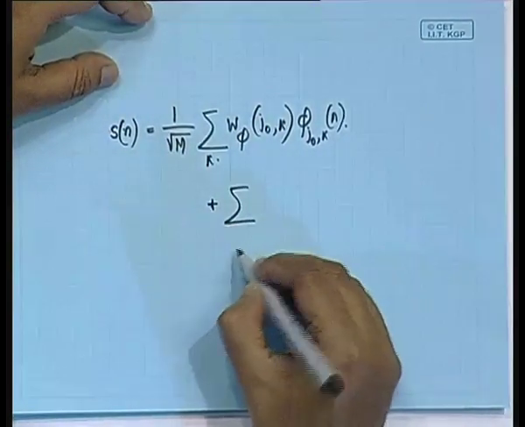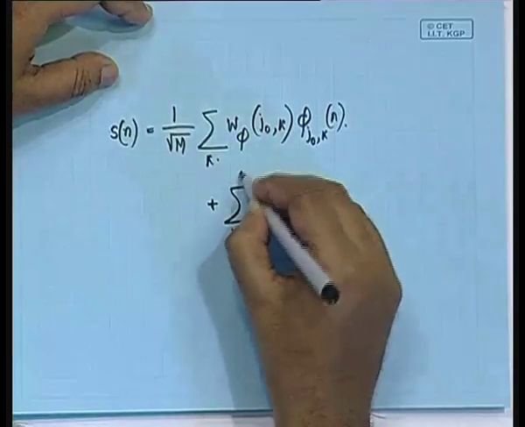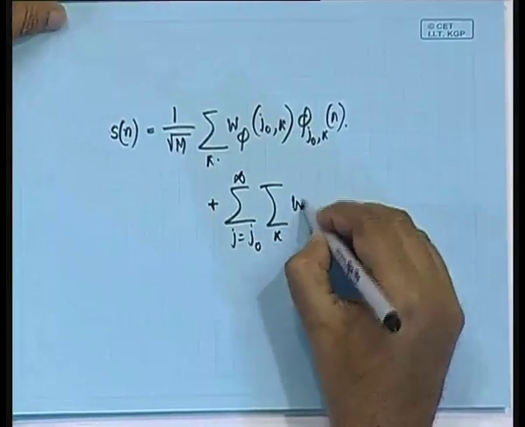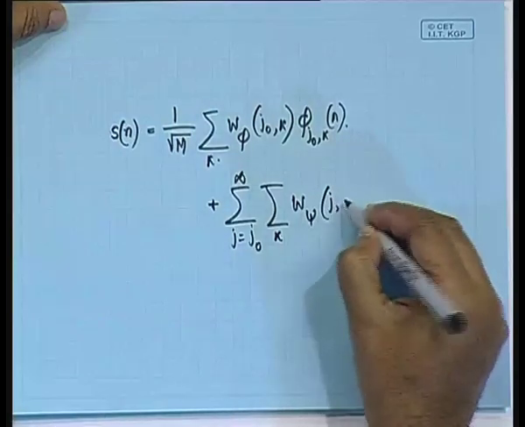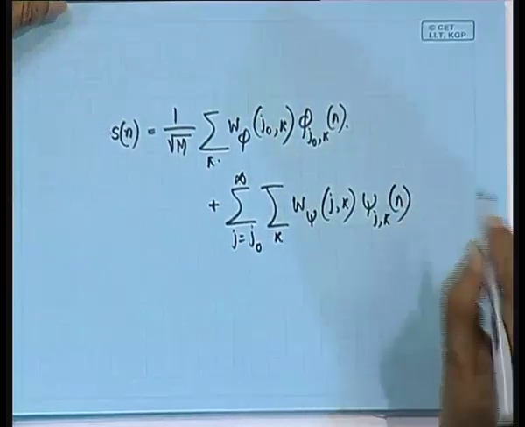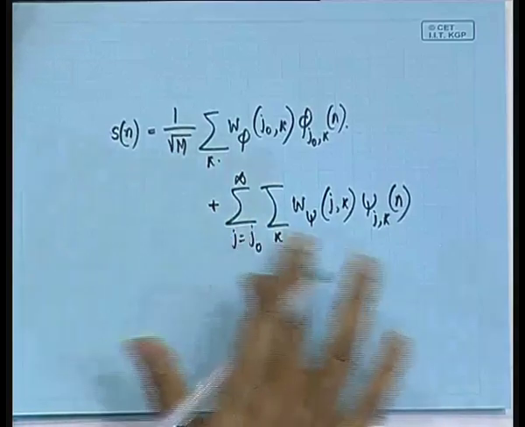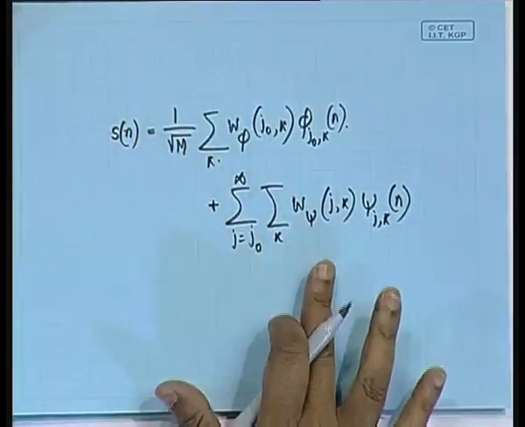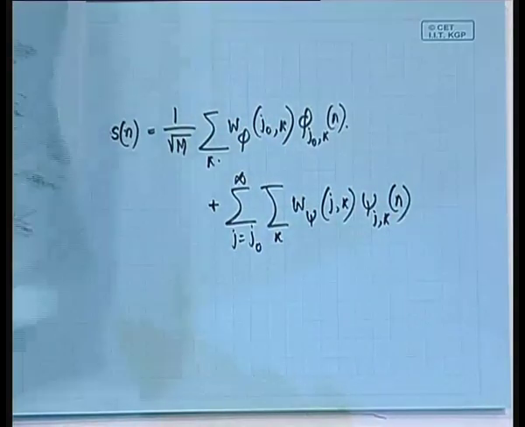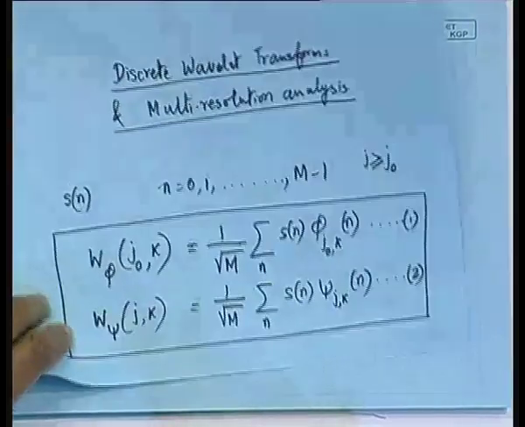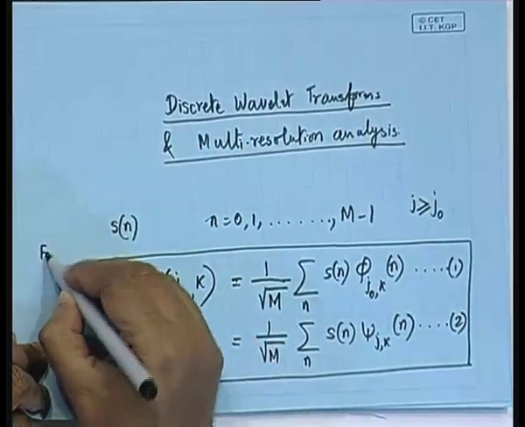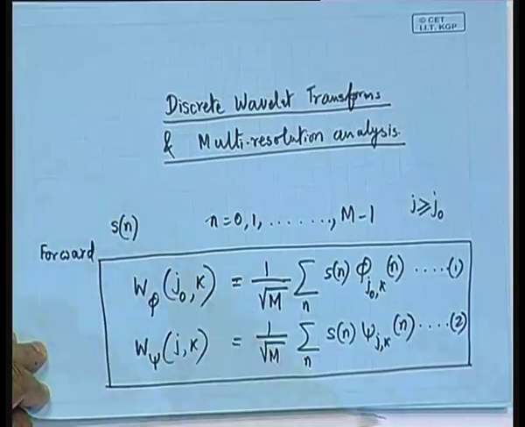So, it will be summation over j equal to j0 to infinity, summation over k, the shift parameter, W psi j k psi j k of n. Okay. So, this is how we get back S of n from W phi's and W psi's, right. So, this one is our forward transformation, or we can say this is the forward wavelet transformation.